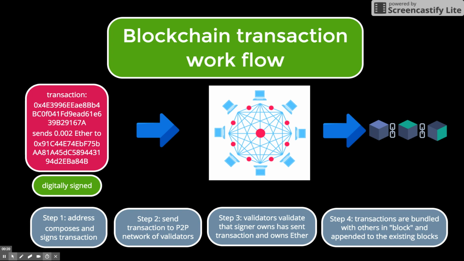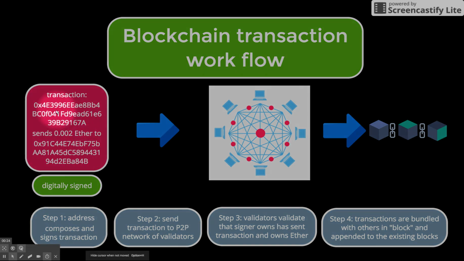You have a transaction. So this is what you want to do. So how does that work? Well, you have an account here, my account. So this is from one of my accounts. I want to send money, which is 0.002 Ether, and I want to send it to another address of mine. What I do is I write this transaction down, then I do something which is referred to as I digitally sign it, and that is essentially it.